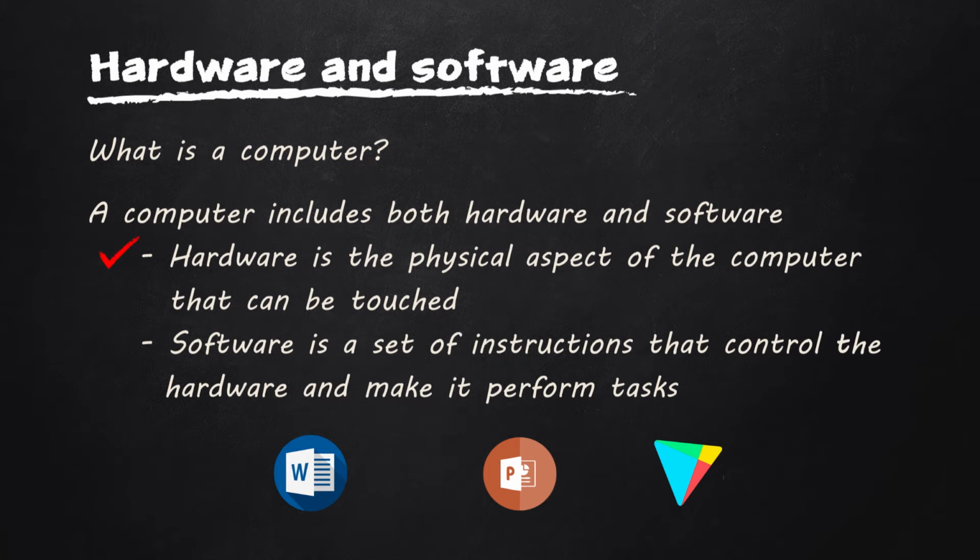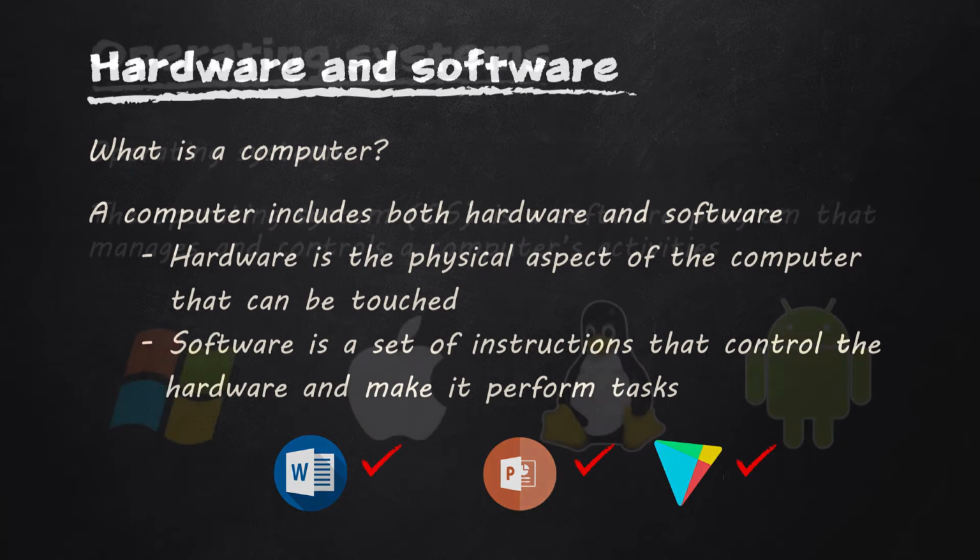Hardware is the physical aspect of the computer, such as the motherboard, the memory, and the CPU that we can physically touch. Software is a set of instructions that we give to the computer, telling the computer how to perform tasks for us. Some of the software applications we are very familiar with are Microsoft Word, or PowerPoint that we almost use every day, or apps running on our cell phones.